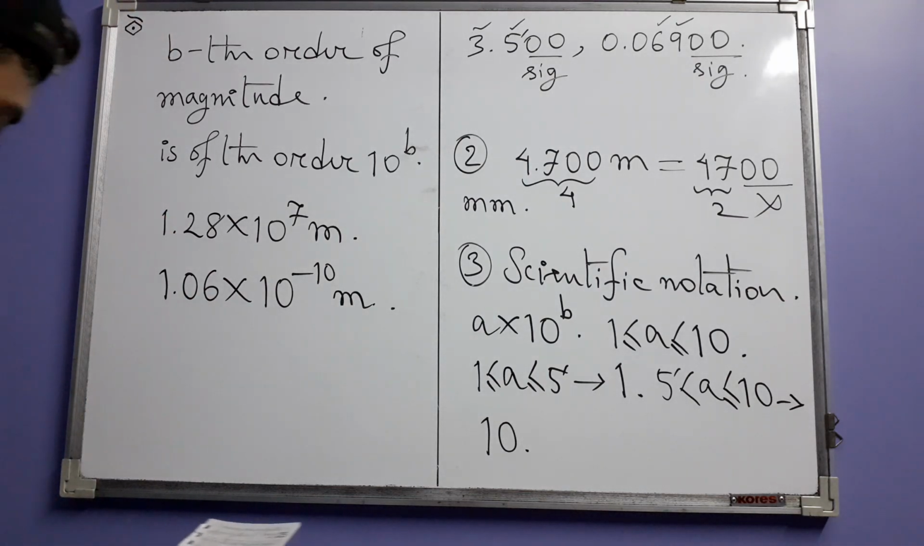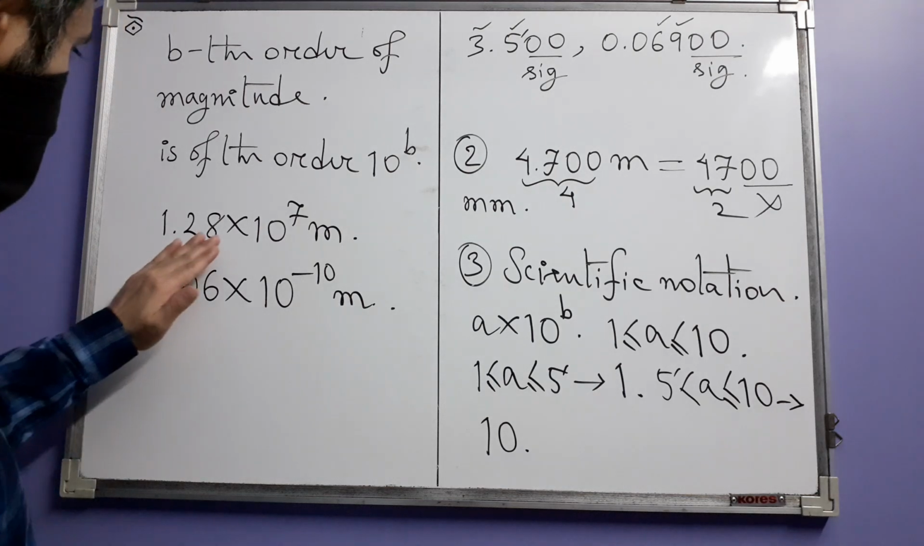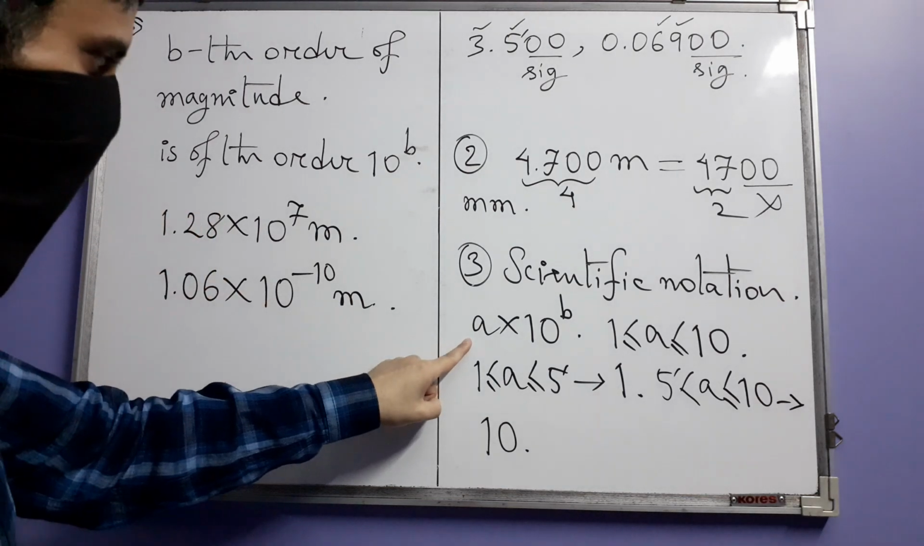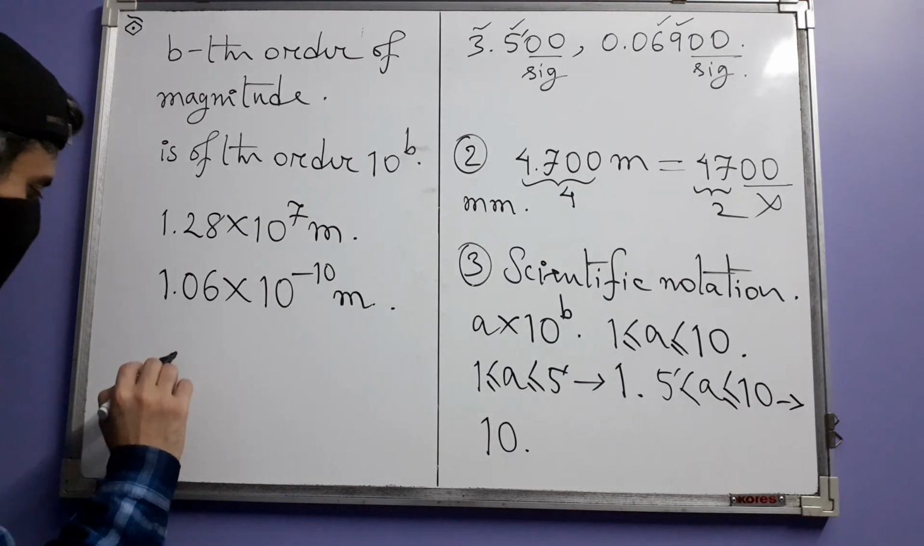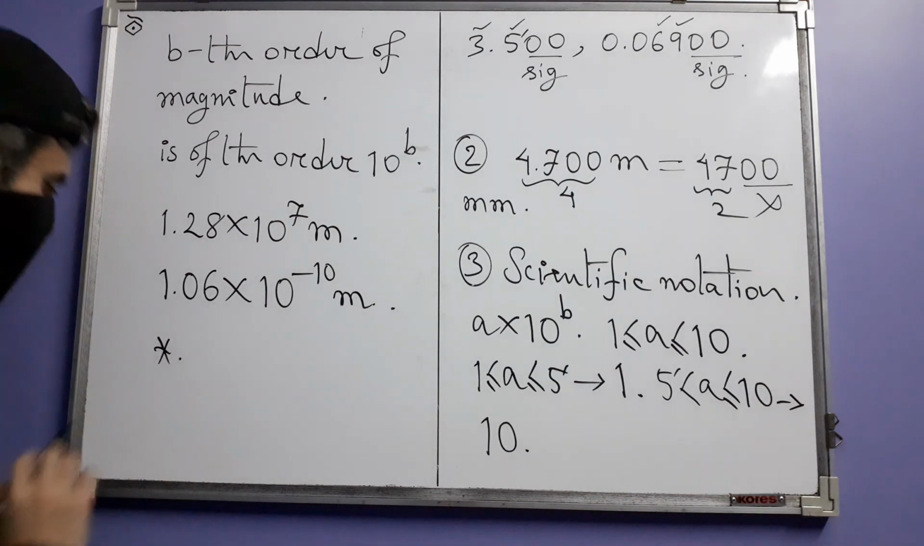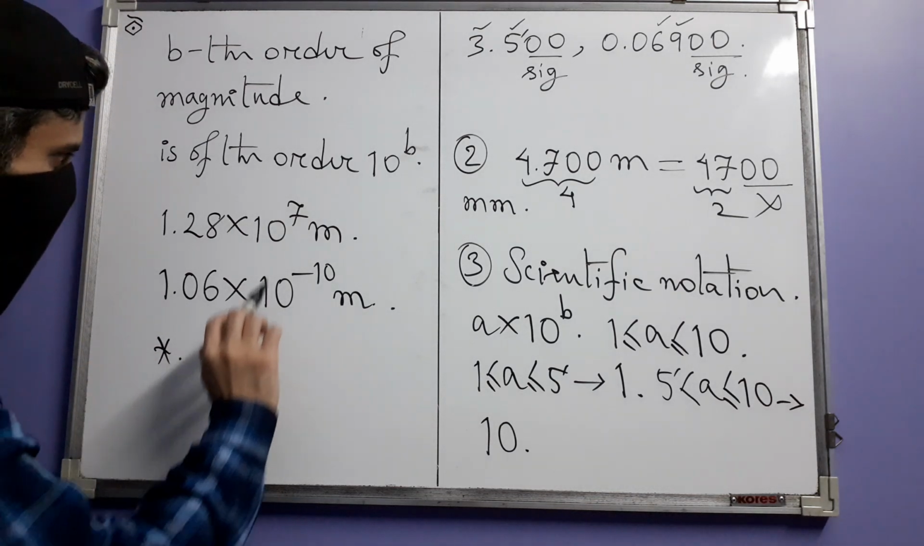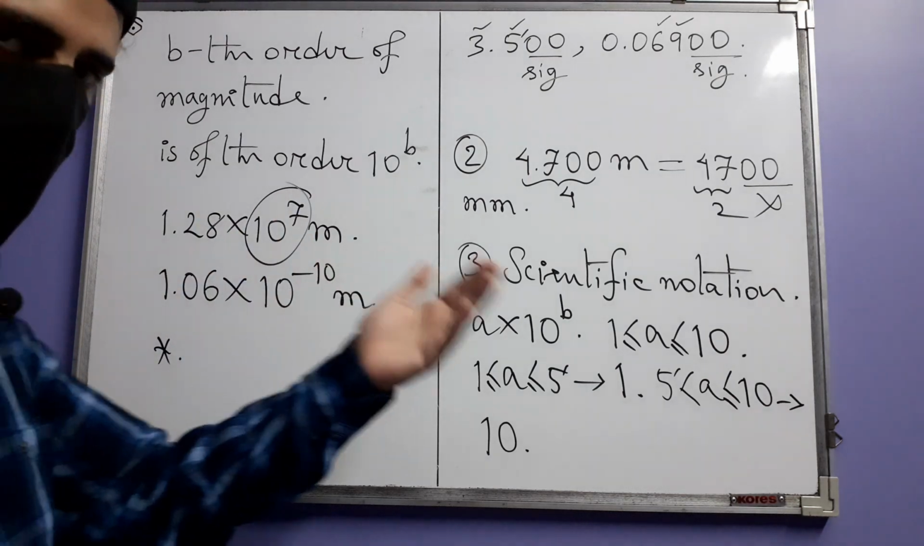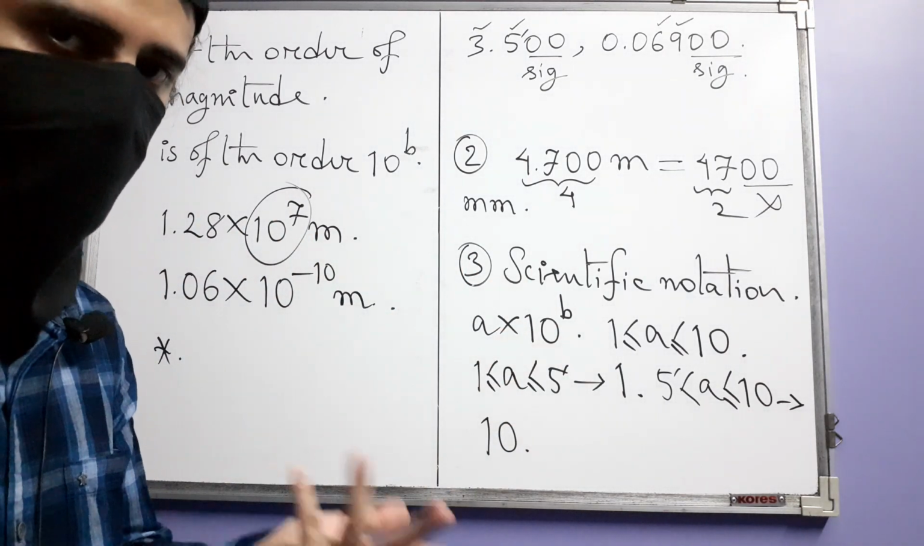Now, it's customary to make this part of the number, that is this a, have a decimal point after one digit. Accordingly, this part gets adjusted with more 10 or less 10, you get the point.